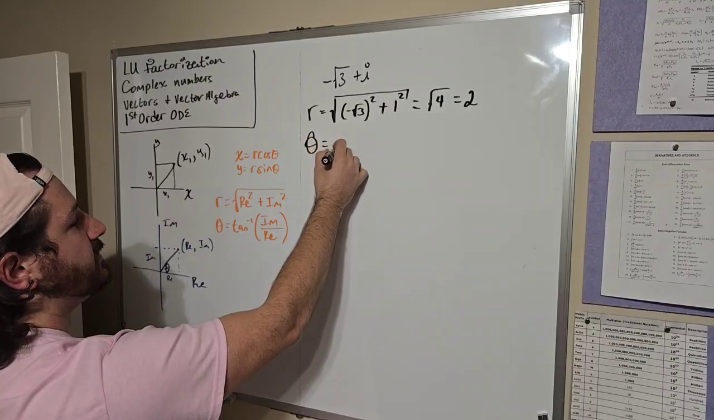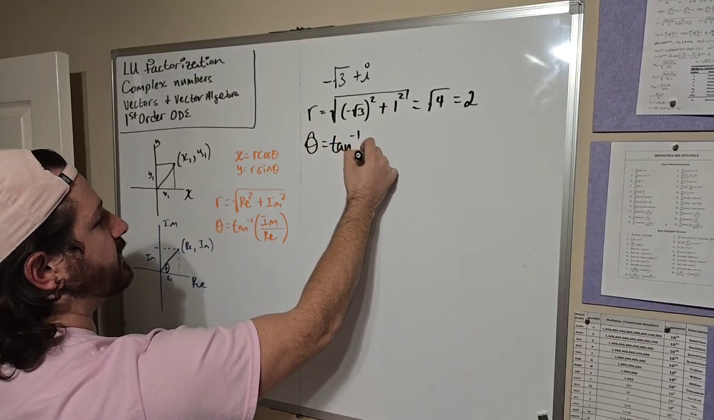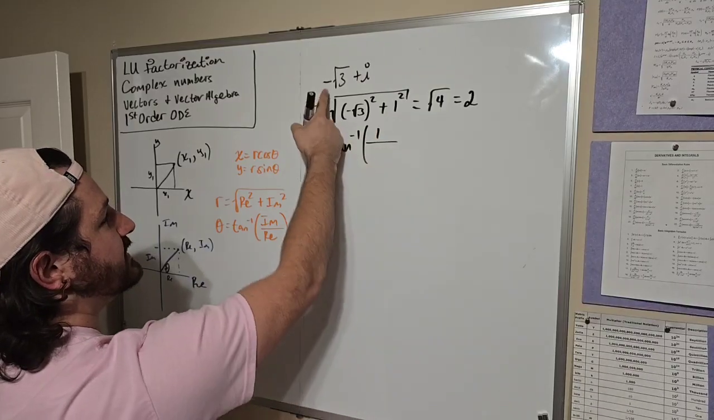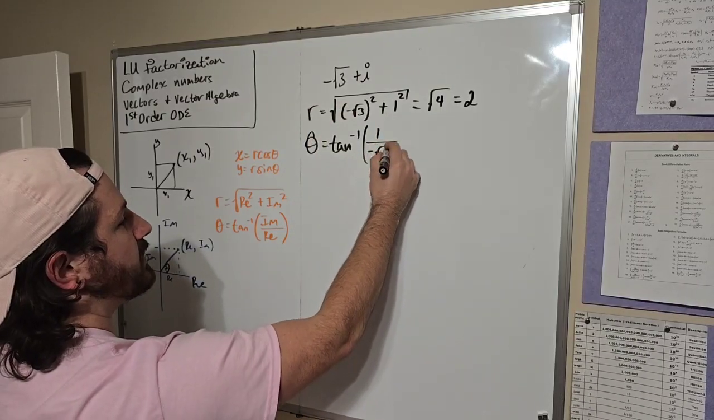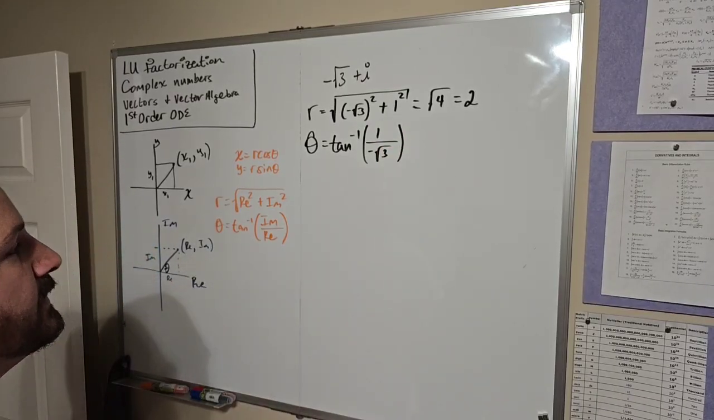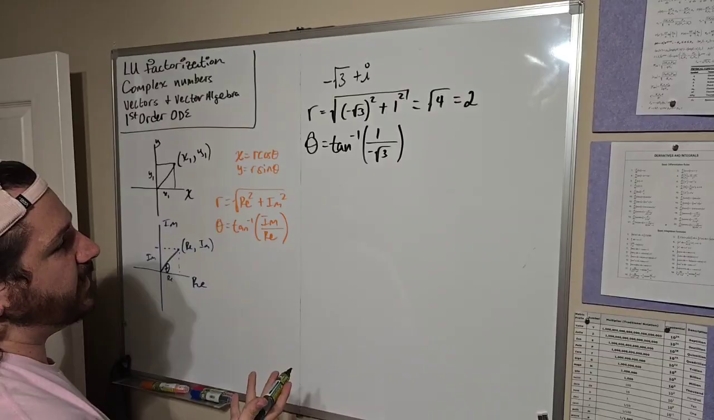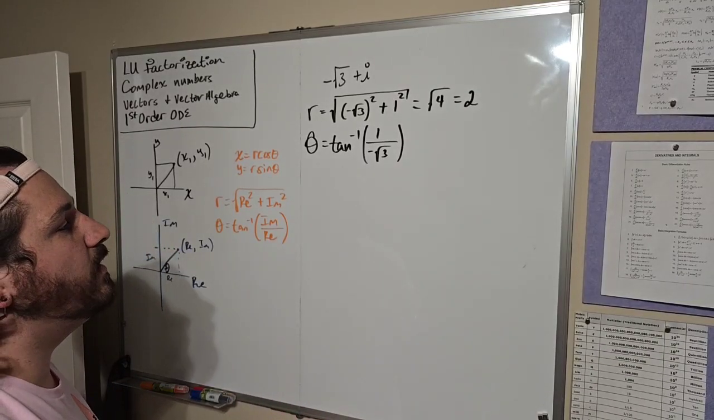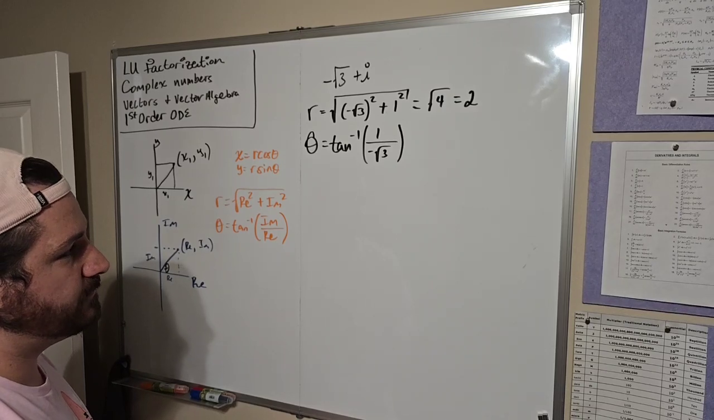Okay, our theta is going to be inverse tangent. Our imaginary is 1, and then our real component is this negative root 3. Keep track of your negatives. It's really easy to lose those, and that can cause you some issues down the way. So this one's a little more complicated. We need to figure out what sine and cosine turn into 1 over the square root of 3.